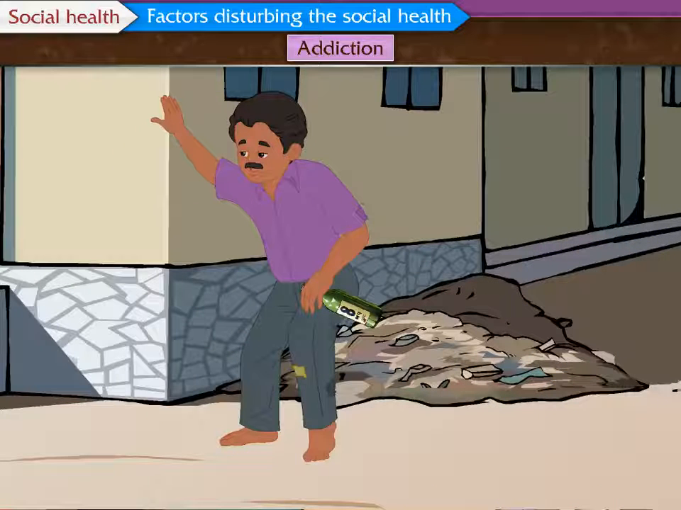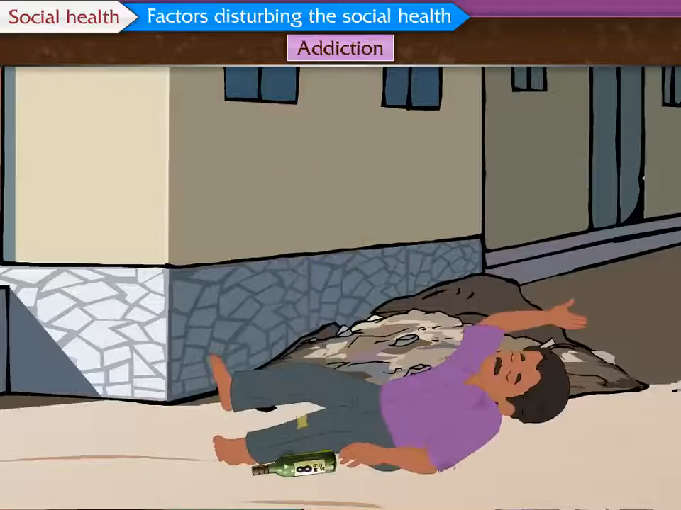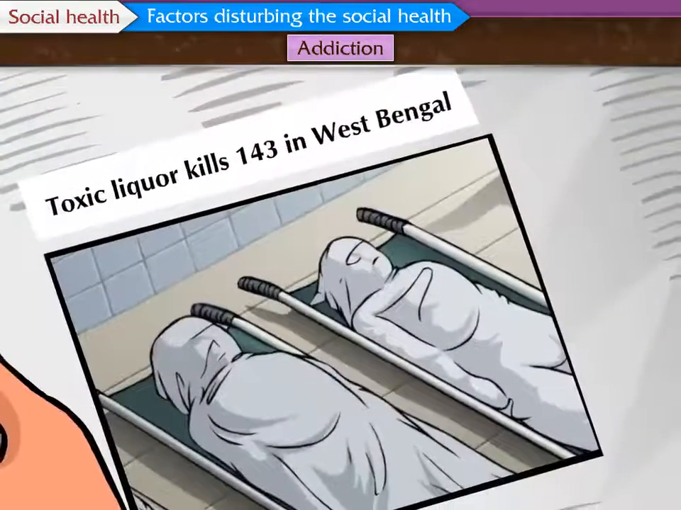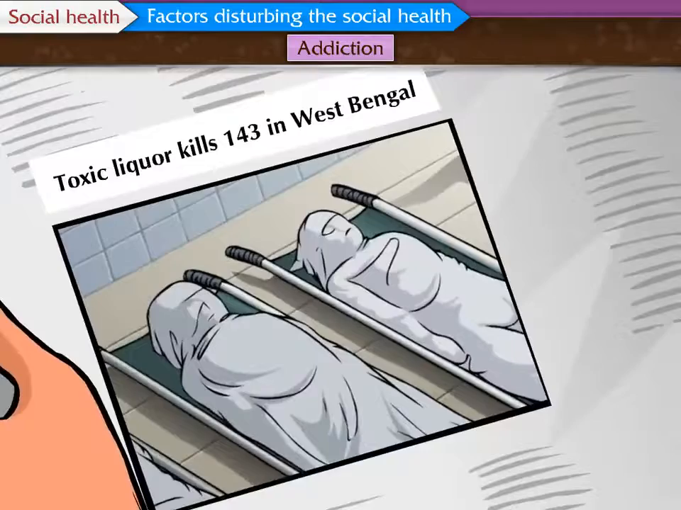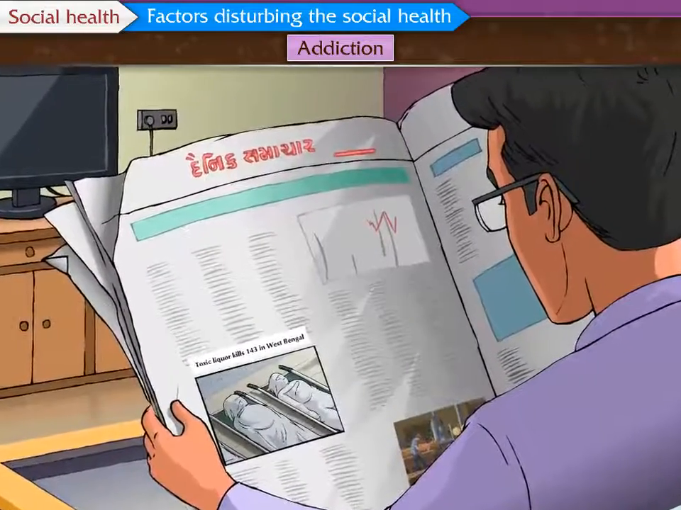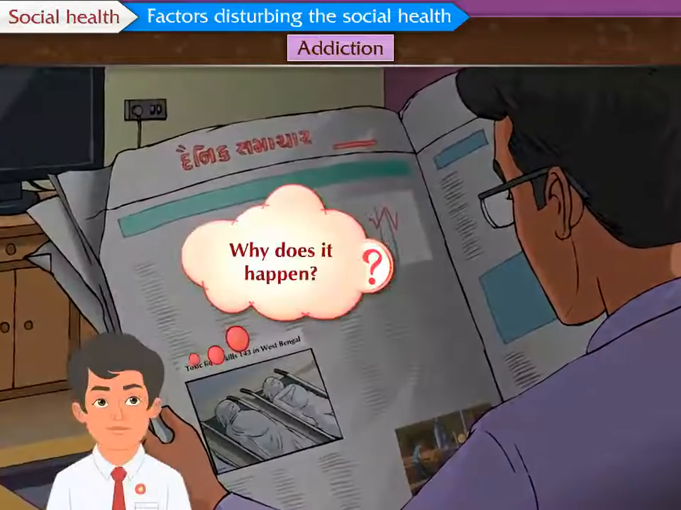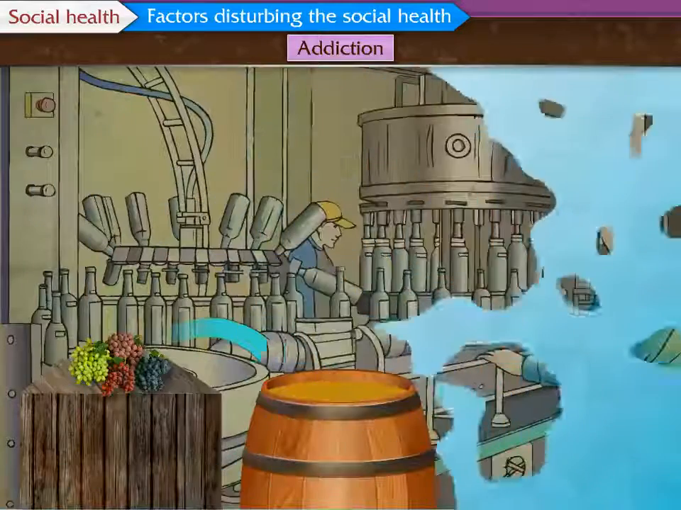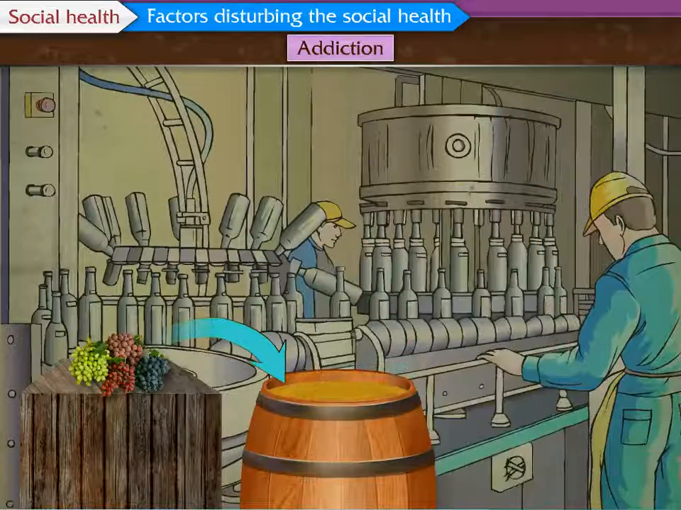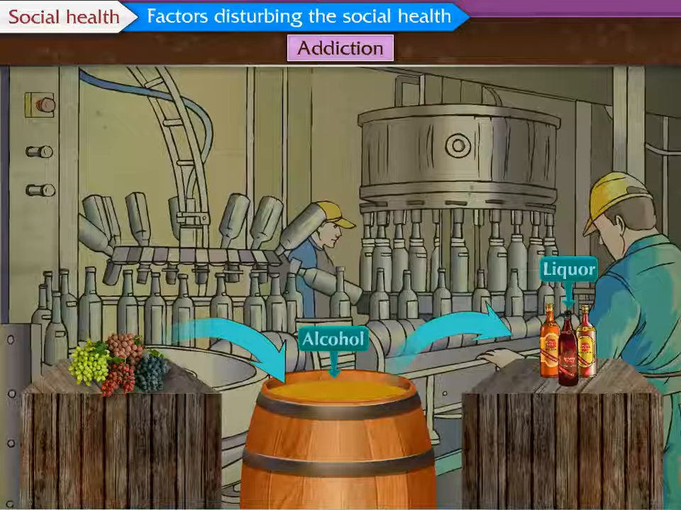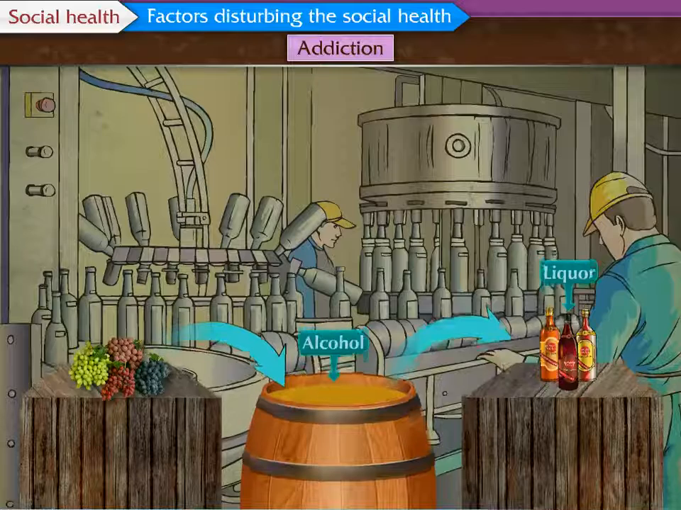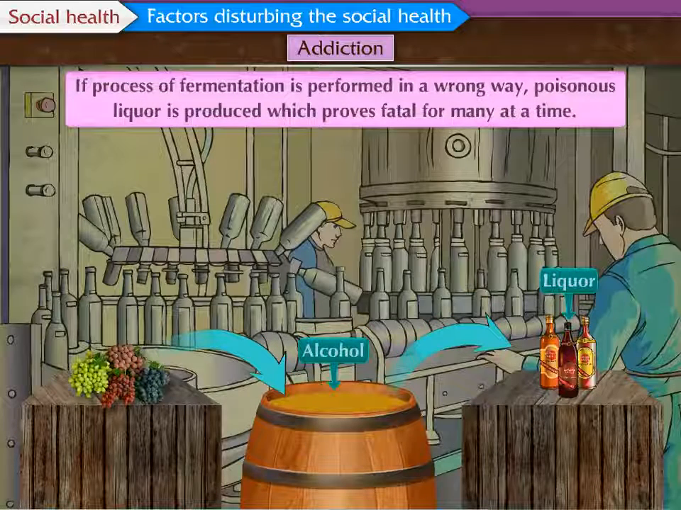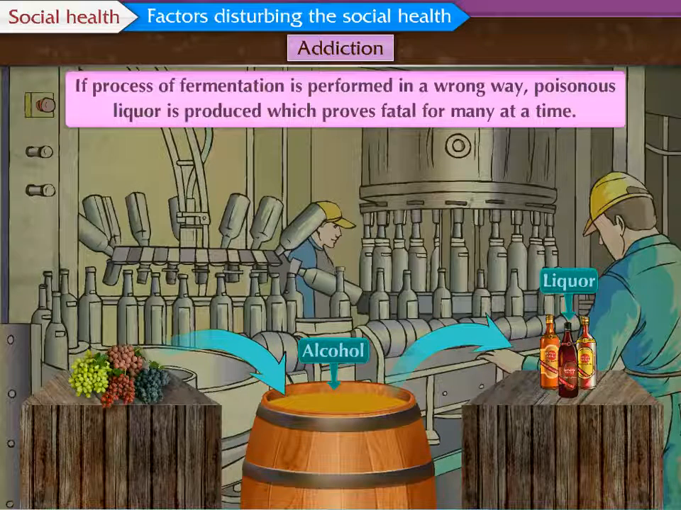See this person, inebriated with drugs or liquor, loitering in a dirty place. You must have also read the news about many deaths due to poisonous liquor in the newspaper. Can you tell why it happens? Liquor is produced from alcohol obtained through the process of fermentation. However, if this process is performed in a wrong way, poisonous liquor is produced, which proves fatal for many at a time.